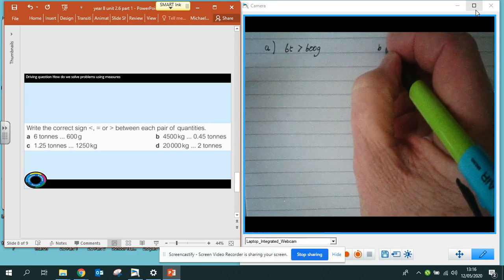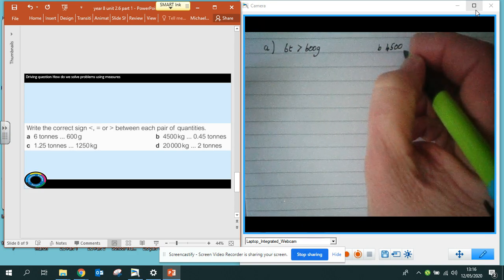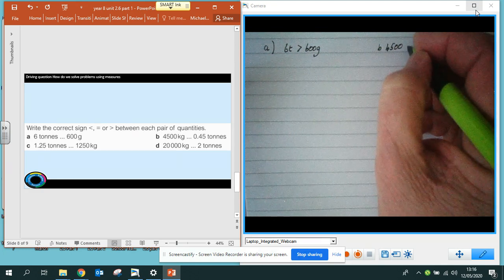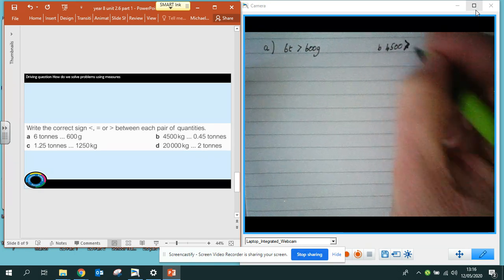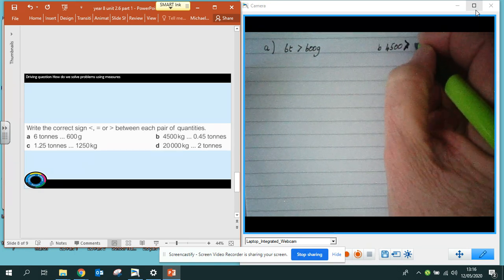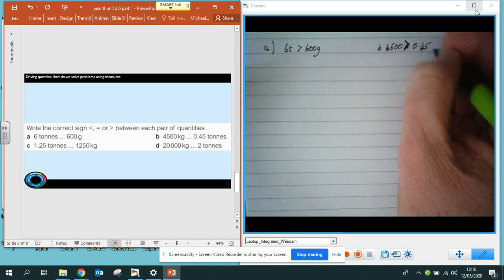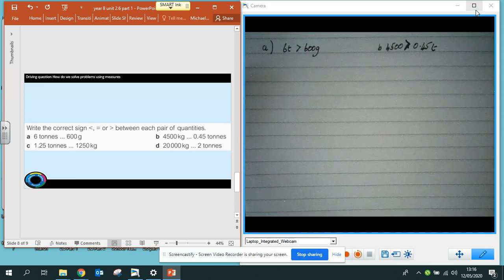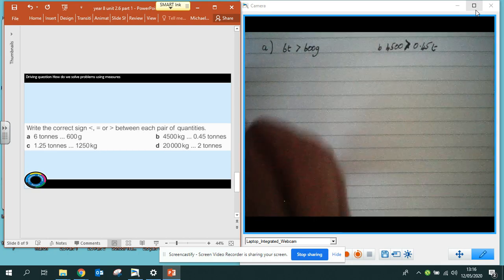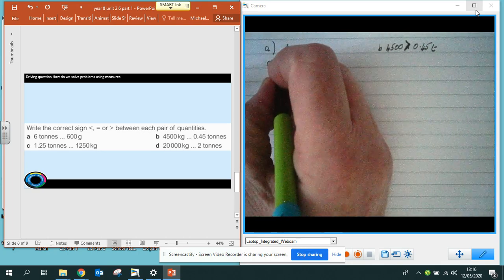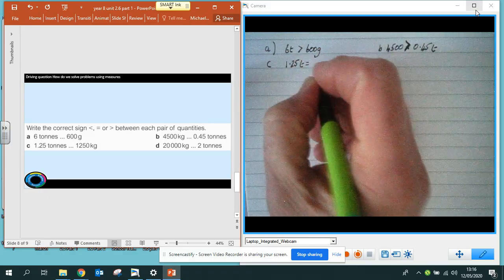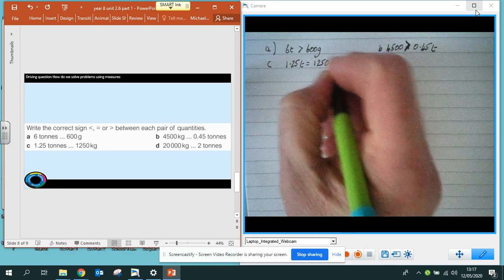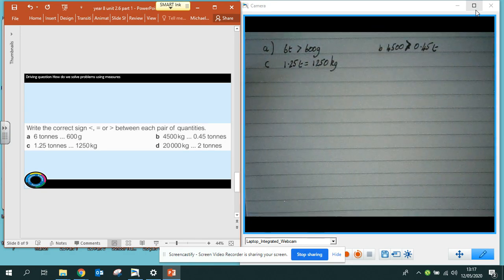The 4,500 kilograms is greater than, my mistake, 0.45 tons. 4,500 kilograms is 4.5 tons. So it's 10 times the quantity that you've got there. Question C, 1.25 tons is the same as 1,250 kilograms. So they're equal.